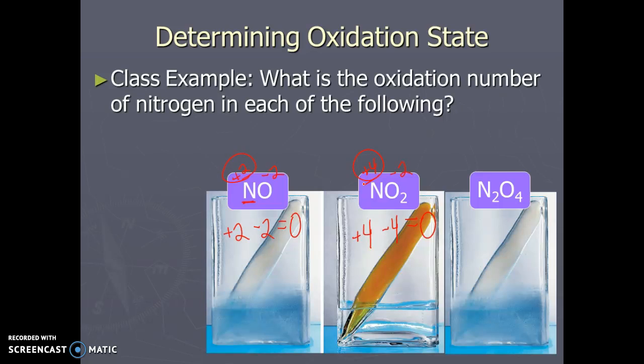Finally, in the N2O4, again, it is a compound, so it must add up to 0. Oxygen gets priority to be negative 2, so there's 4 negative 2s. That gives me a negative 8 overall, which means my positive total must be positive 8. Now that's distributed over 2 nitrogens, so each nitrogen must be plus 4. So in both of these cases here, our nitrogen has a positive 4 charge. So that's essentially what you want to do to figure these out.